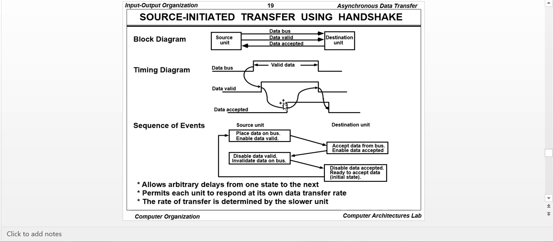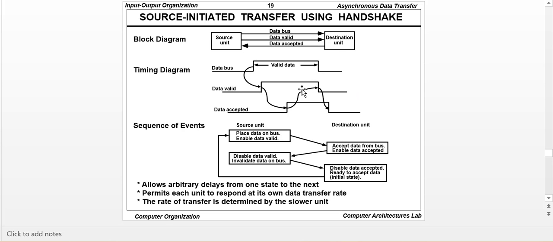Then after some time, once the destination unit has accepted the data from the data bus, it gives another signal. Look at the direction of this signal. It is from the destination unit to the source unit. So the destination unit now initiates another signal which is called the data accepted signal, informing the source that the data has been accepted by the destination unit. Okay, so this is the timing diagram, and there will be a complete sequence.